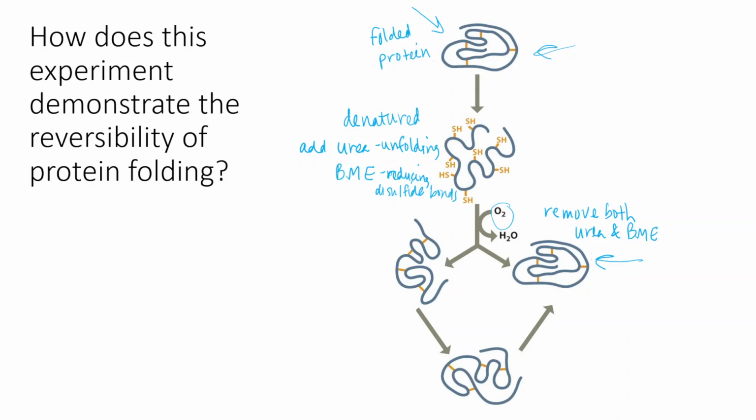So if you want to remove one of them at a time, you can see in this diagram on the left, we've reformed a certain type of bond. What type of bond did we reform there? Yeah, the disulfide bond. So which reagent did we remove first? BME. Yeah.